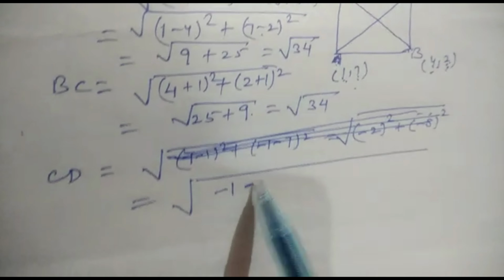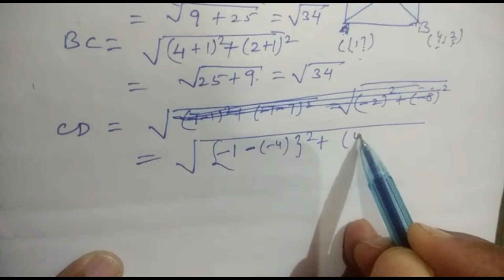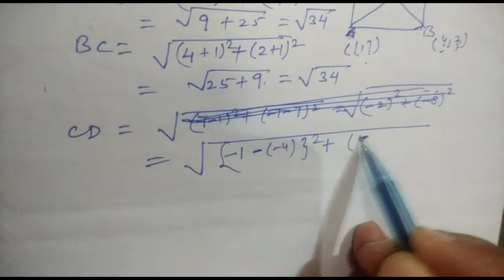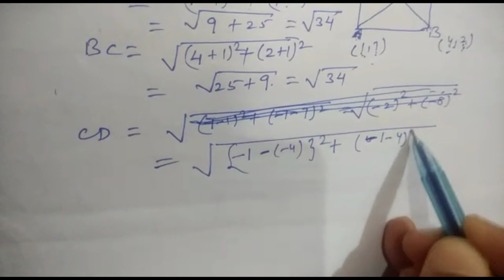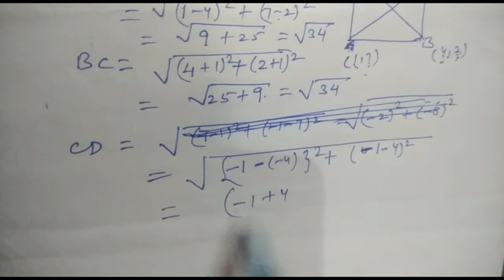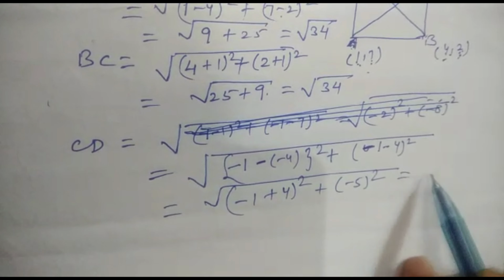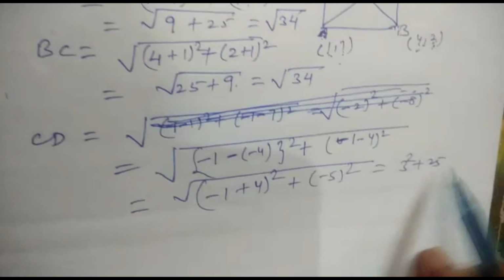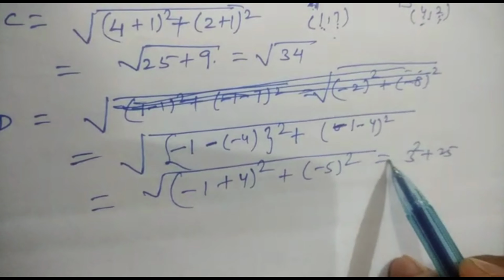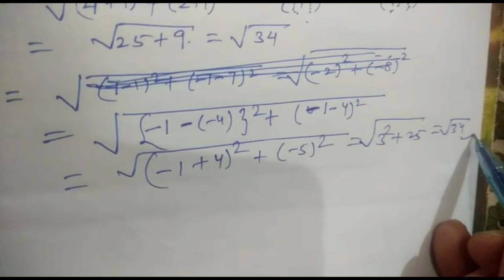So in CD, under root (x1 minus x2) whole square. So (-1 minus -4) whole square plus (-1 minus 4) whole square. This is (-1 plus 4) whole square, and this is (-5) square. So this is 3 square, and this is -5 square, that is 25. So 9 plus 25, that is root 34. So CD is also root 34.